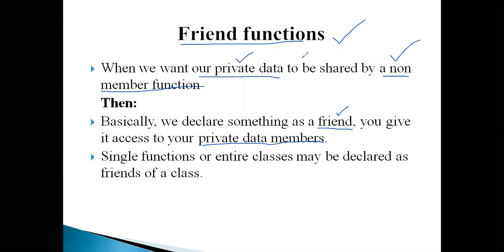Similarly, in a class, if some private data is there, then that private data is related to only that particular class. It is not shared with any other classes. But in some cases, it is essential to share the private data of one class with other classes also. So whenever we want to share the private data of one class with other classes, I can declare that function as a friend function to access the private data of other classes.